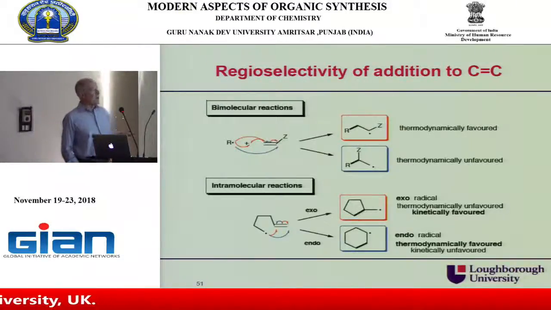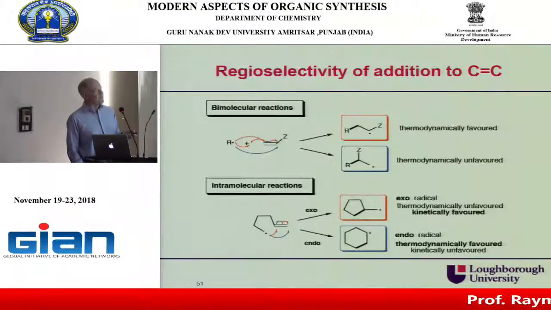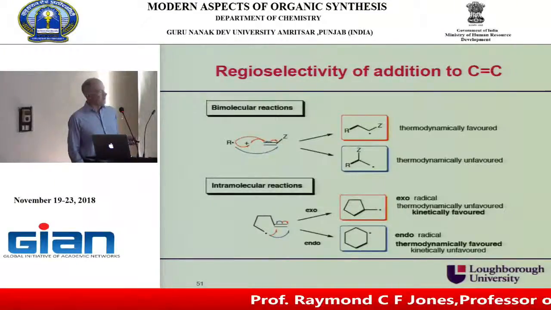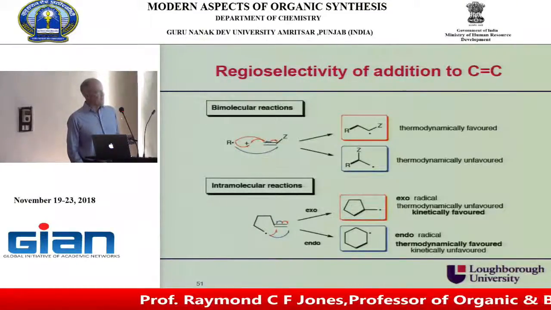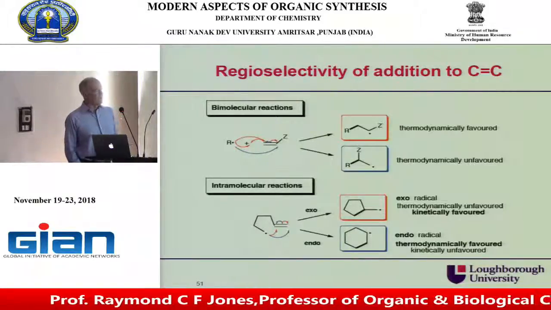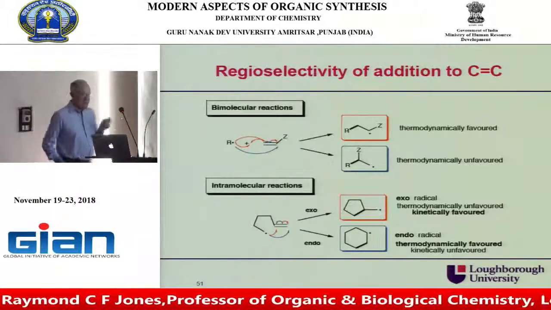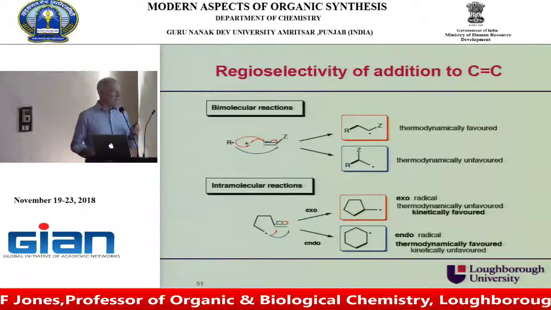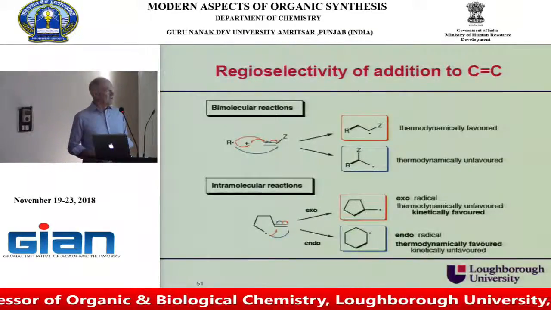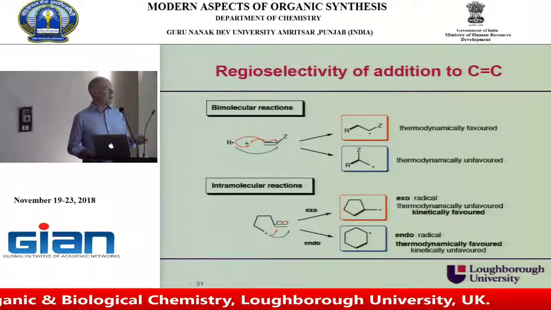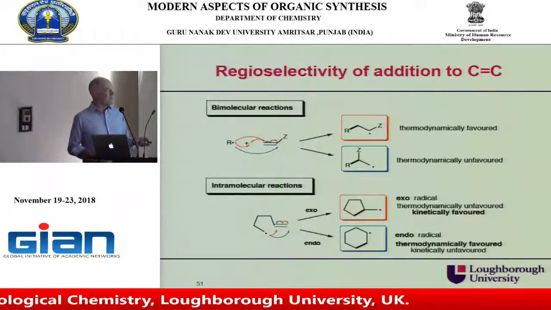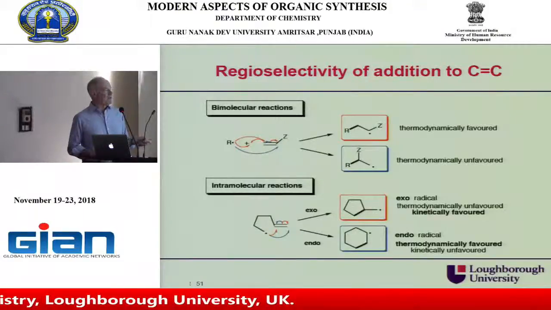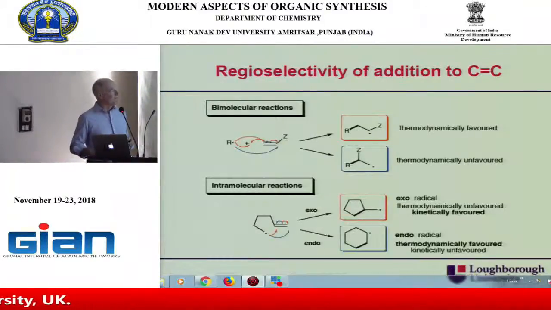So in a bimolecular reaction, adding at the terminus away from a substituent is favored. In an intramolecular reaction, the addition to the internal carbon is favored to give an exo radical in the product. Kinetically, we'll see that that's only disobeyed if there is any way of going backwards from this to ring opening again and ending up at the thermodynamic sink. But normally you see this exo reaction because it's kinetically favored.